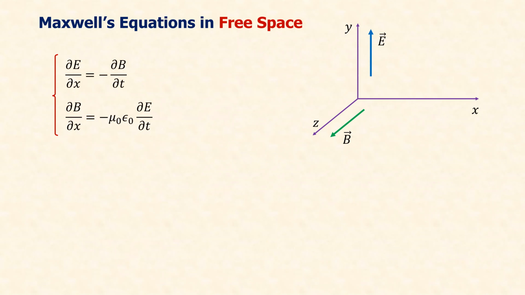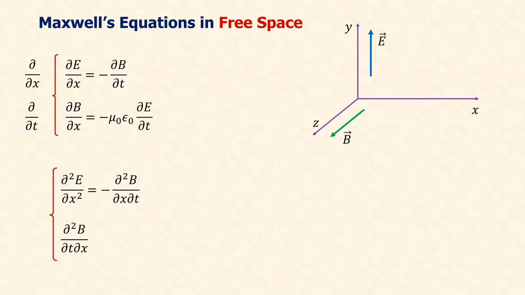We want to combine these two even further. Let's take the derivative of the first equation with respect to x and the derivative of the second equation with respect to time. The first equation becomes the second derivative of E with respect to x equal to negative second derivative of B with respect to x and t. The second equation becomes the second derivative of B with respect to t and x equal to negative mu naught epsilon naught times the second derivative of E with respect to t, partial derivatives, all right? And then you see that these two are the same.